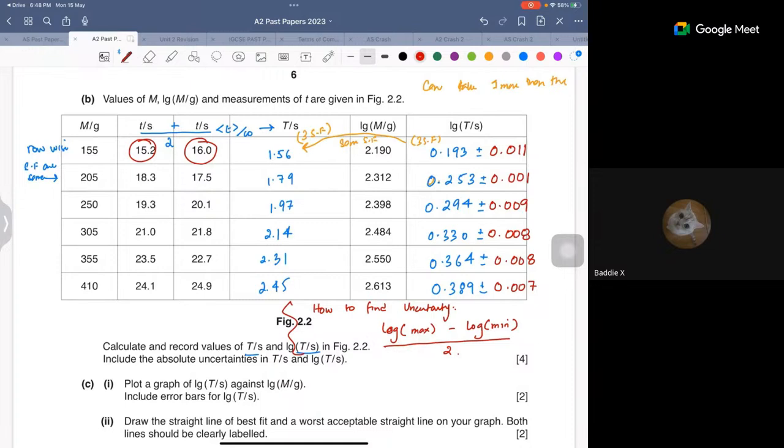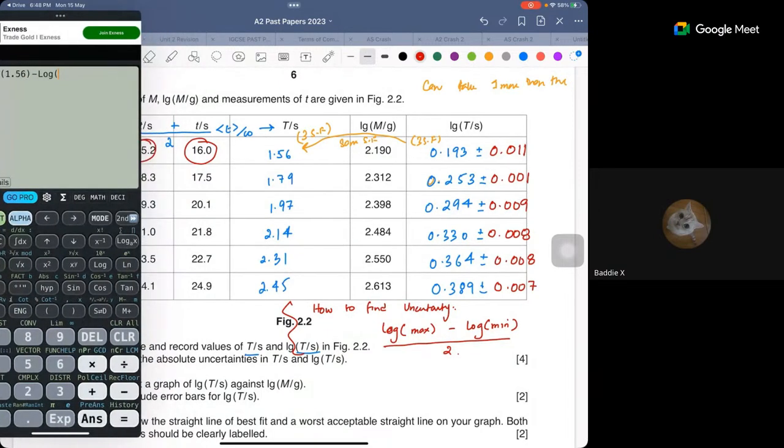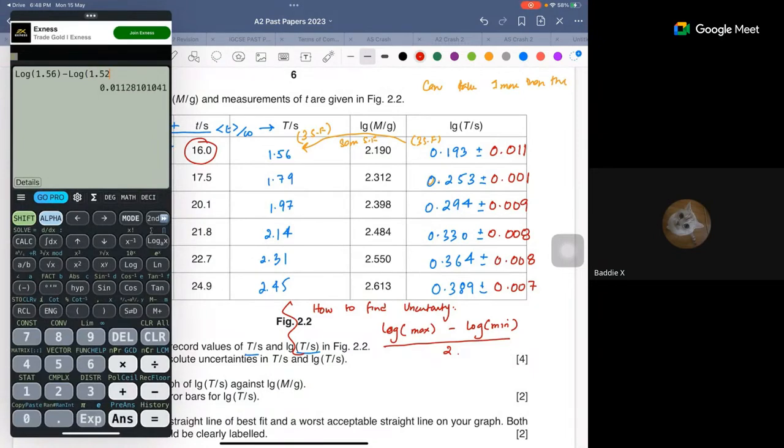Do you get my point? So wait, before, the paper that we did beforehand, you did log R plus uncertainty in R minus log R. Why is that not the one you chose? You can also do that, we'll give you the same answer. For example, log 1.56 minus log of the maximum value or the minimum value, 1.52. It will give you the same answer, Bradley.